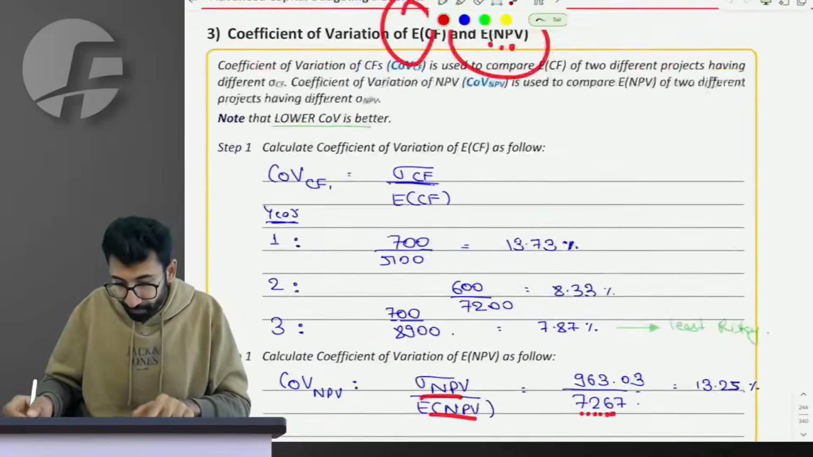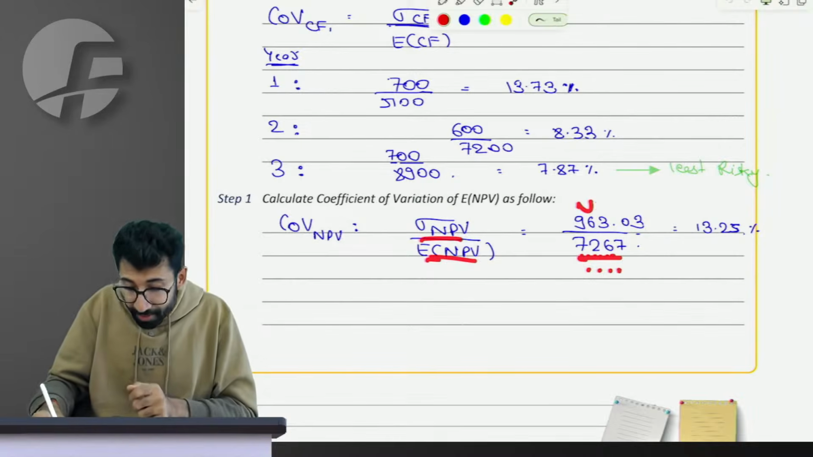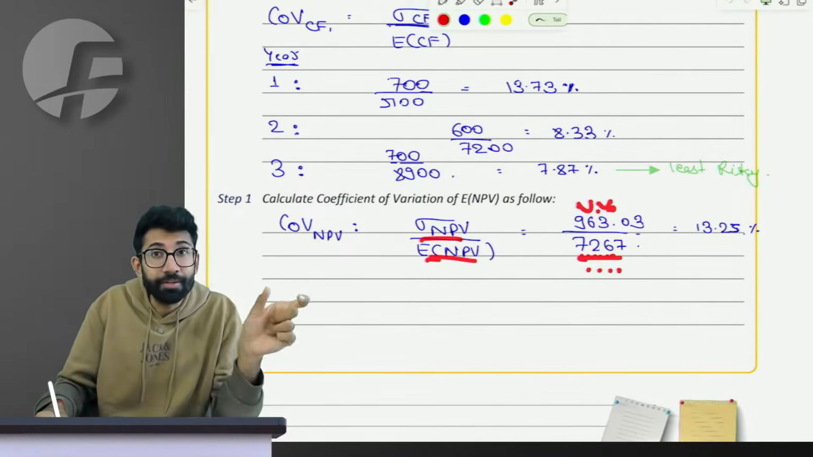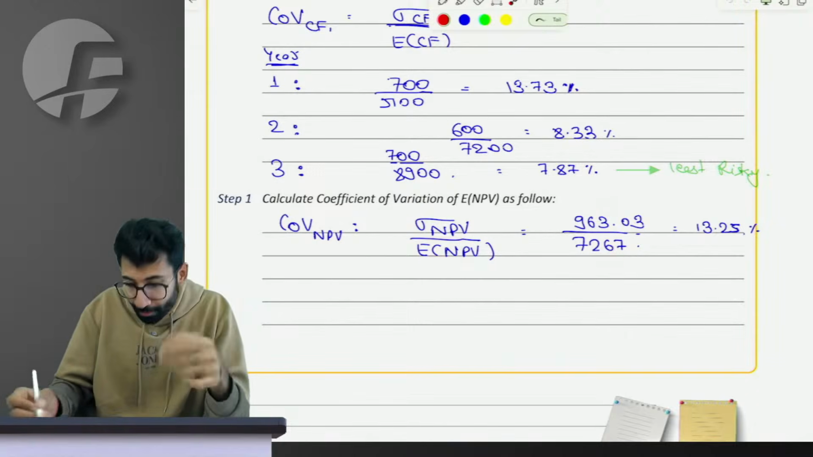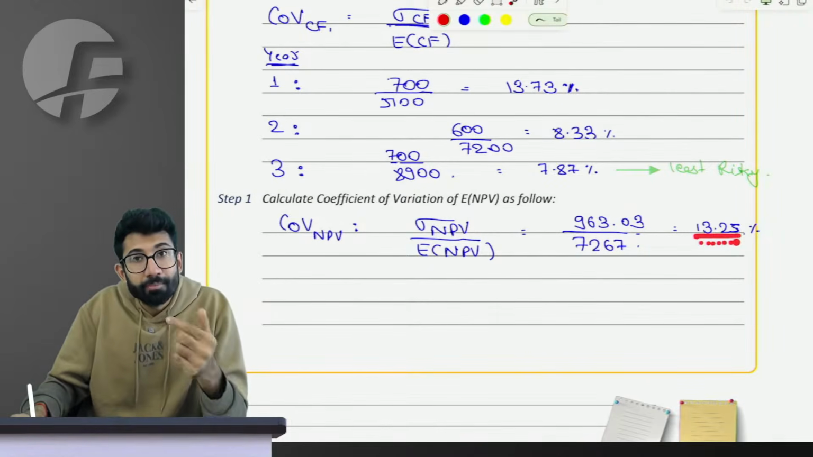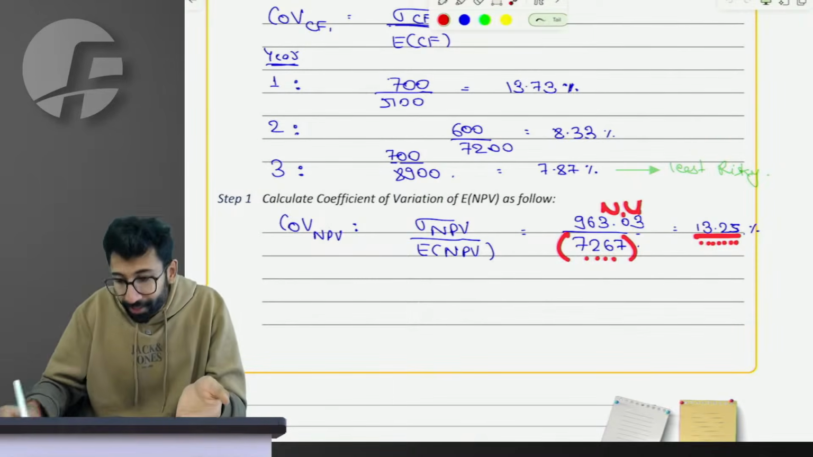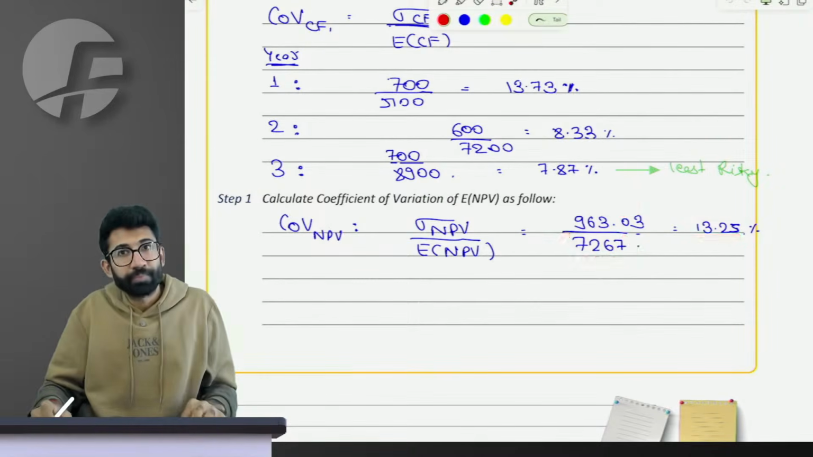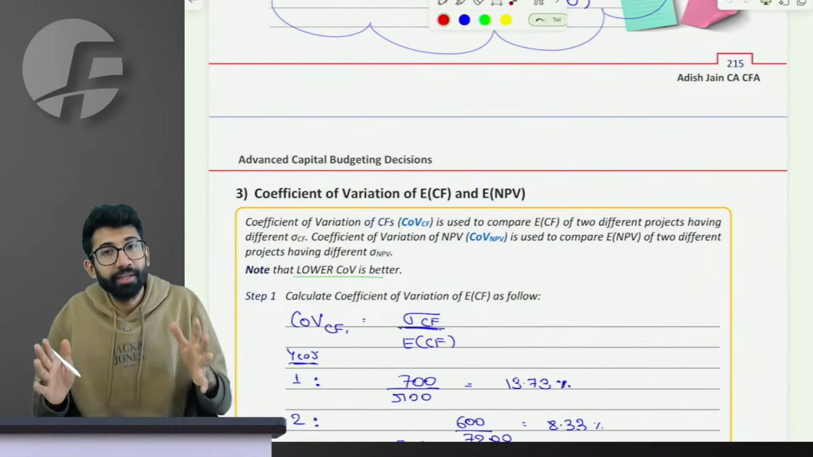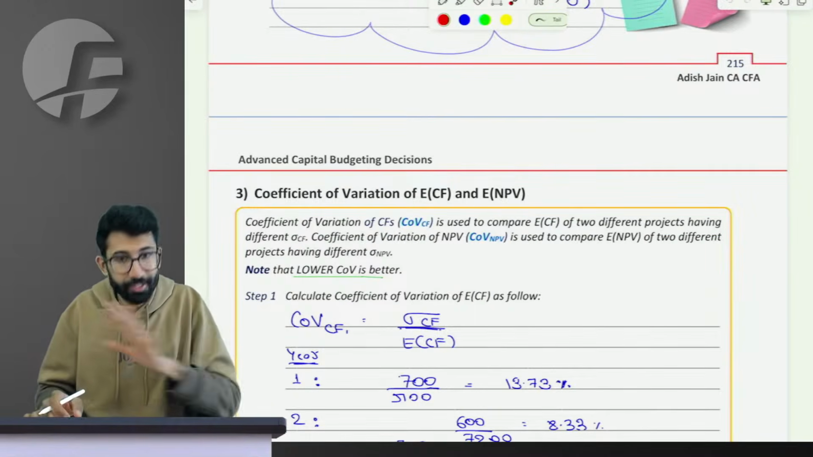And how much is the risk of NPV? 963.03, the calculation we did of adding individual years' variances. So 13.25% is the percentage by which my expected NPV is expected to deviate. As you all are saying, lower is better. That's absolutely correct. The first category, the statistical techniques of incorporating risk in capital budgeting, has been done.